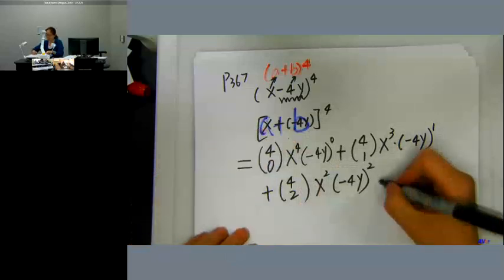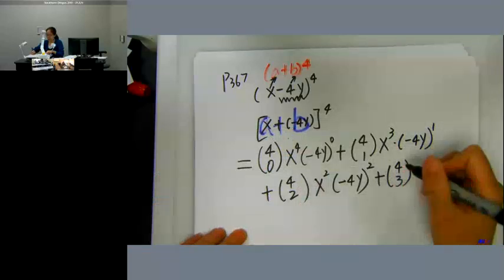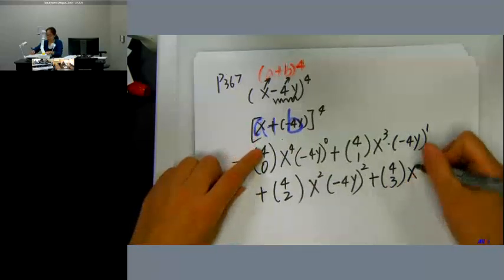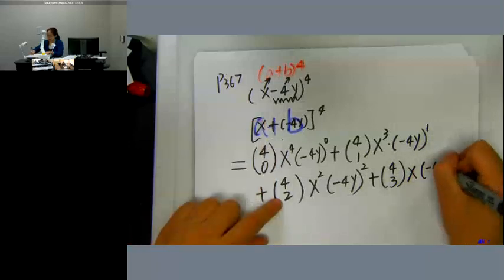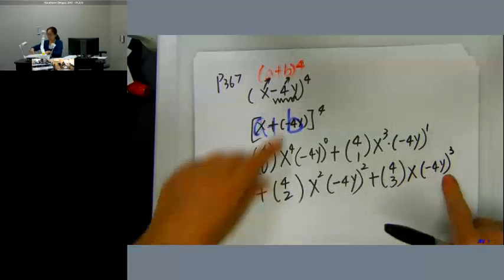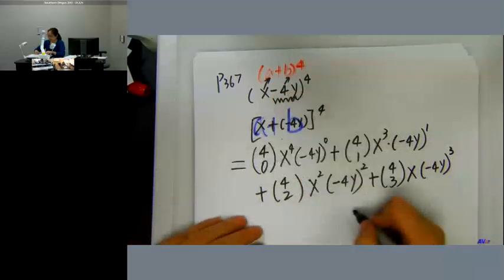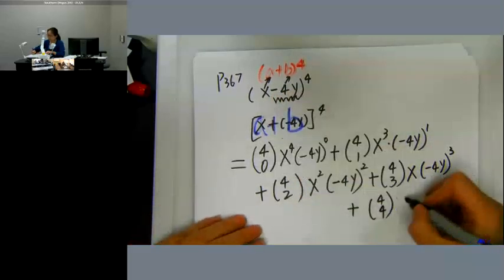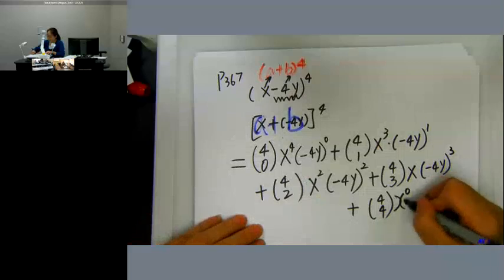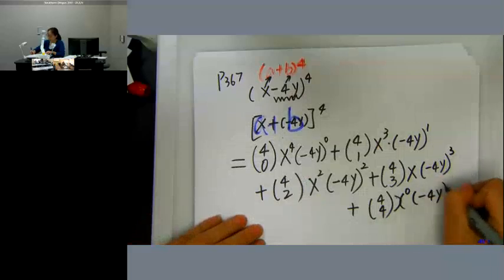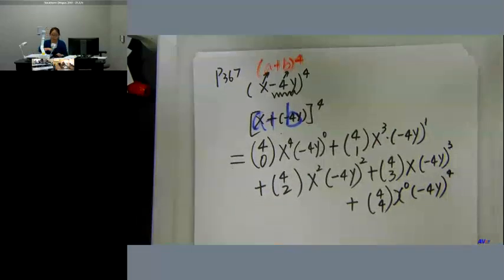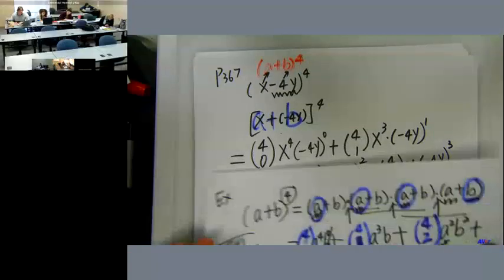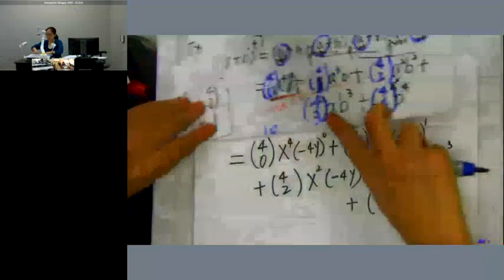And plus 4 choose 3. So we're going to do 3 copies of b, which means 1 copy of a, and 3 copies of b. And again, b is negative 4y. And the last term is 4 choose 4. No x, but I can put x to the 0 to be consistent, and (negative 4y) to the 4th. If you compare this to the one we just did before, (a + b) to the 4th, see, it's the same.